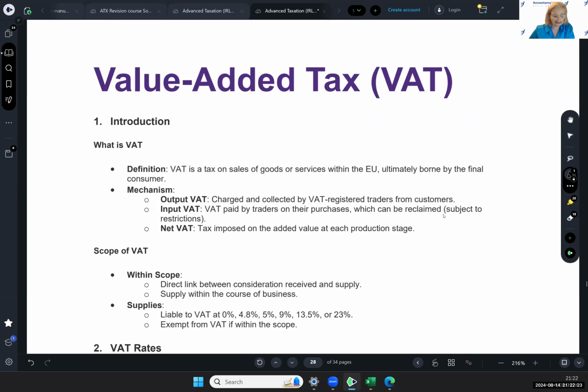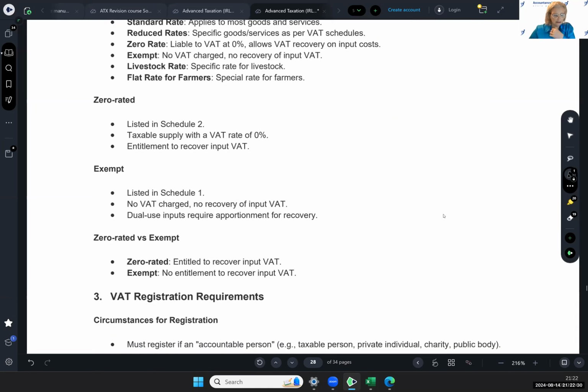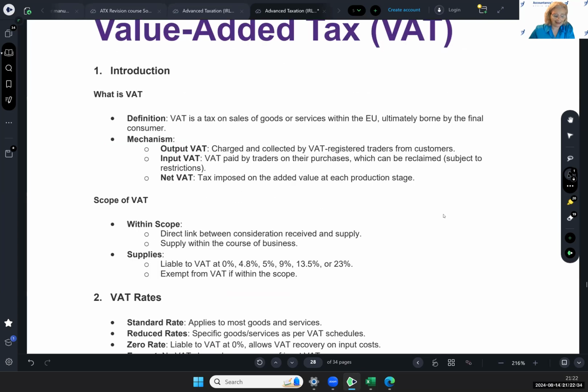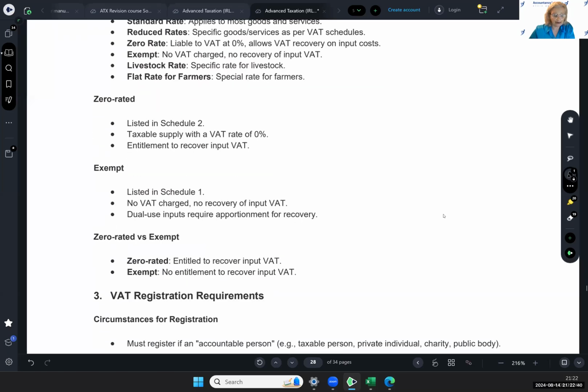This is the VAT, value-added tax, page 28. So the first bit there is about when VAT applies, what's within the scope of VAT, and the different VAT rates. What's the difference between zero rated and exempt? That's going to take on so much more importance when we get to dealing with VAT on property, which is an advanced tax aspect.